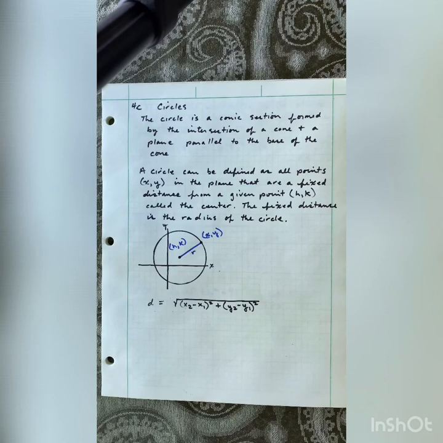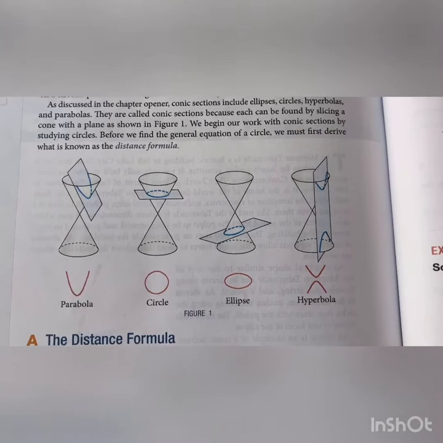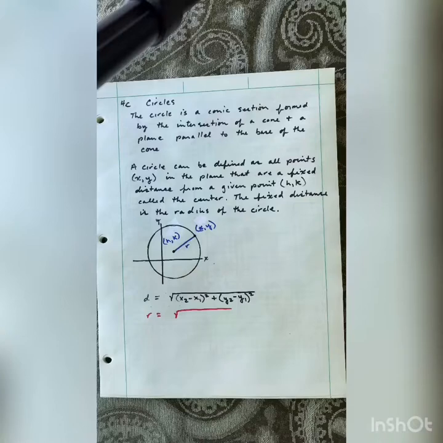The circle is a conic section formed by the intersection of a cone and a plane parallel to the base of the cone. A circle can be defined as all the points x, y in the plane that are a fixed distance from the given point h, k, called the center. The fixed distance is the radius of the circle.